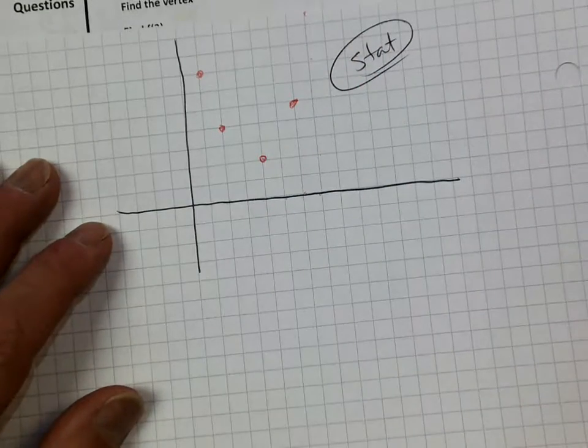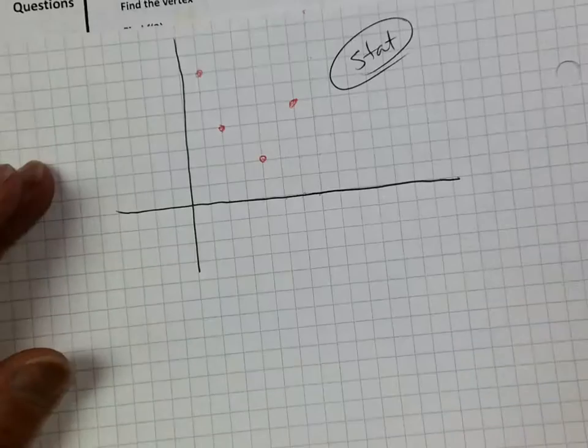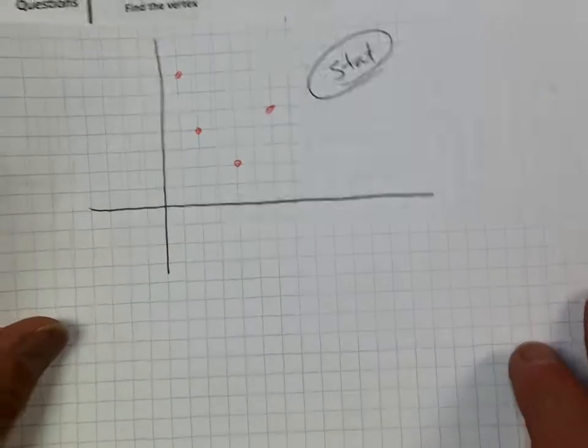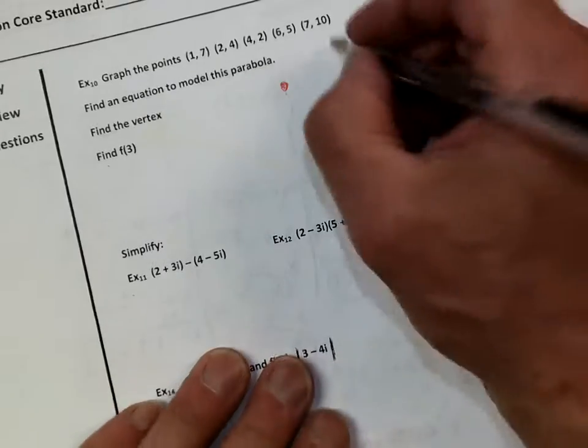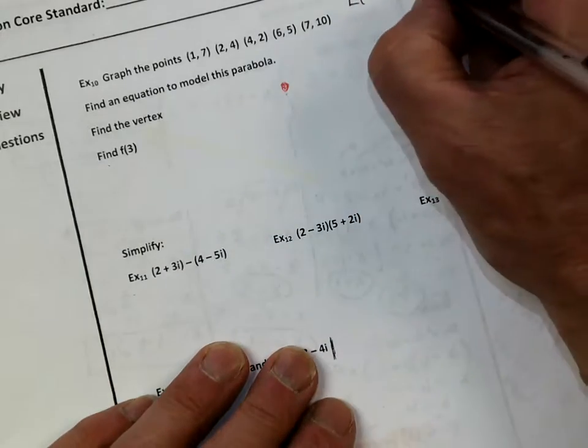Do you have your calculators? Let's use our stat button. We're going to do list 1, list 2. Take that away real quick, and let's look at list 1 and list 2.